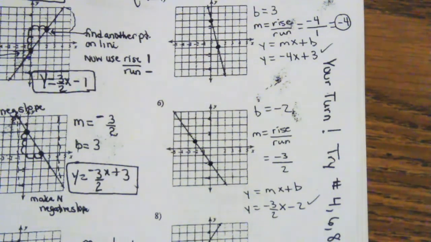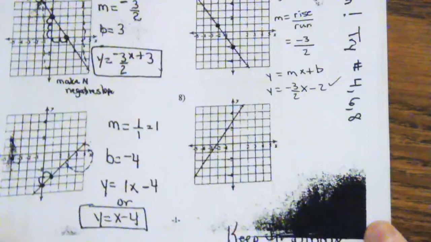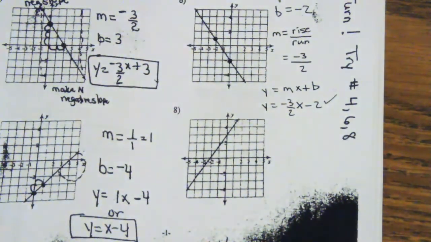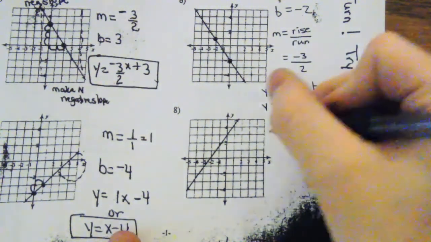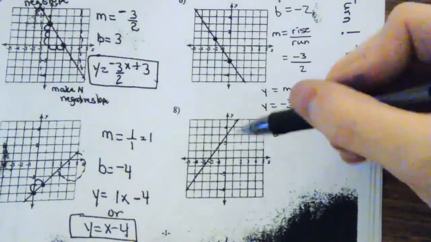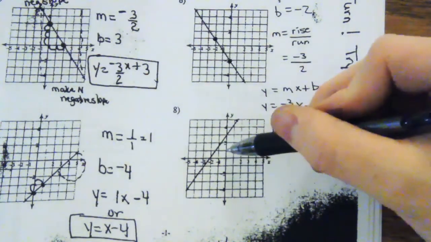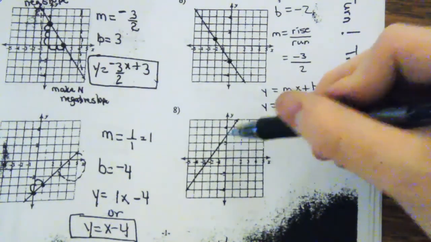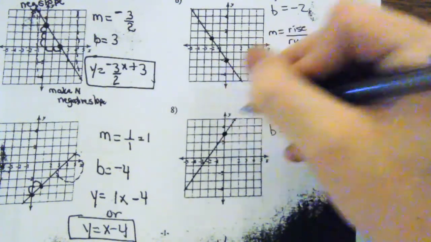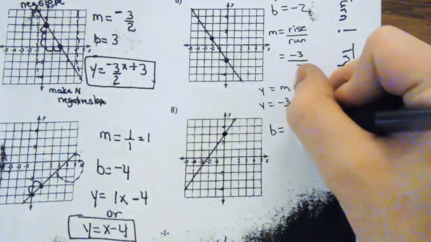Let's look at number 8. So for number 8, the first thing I need to do is figure out where it crosses the y-axis. That's going to be my b value. So where does it cross the y-axis? At 1, 2, 3. This point right here. So my b is going to be a +3.